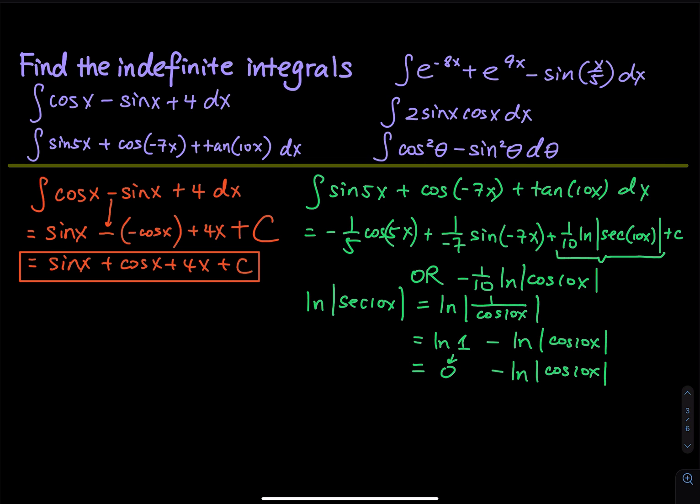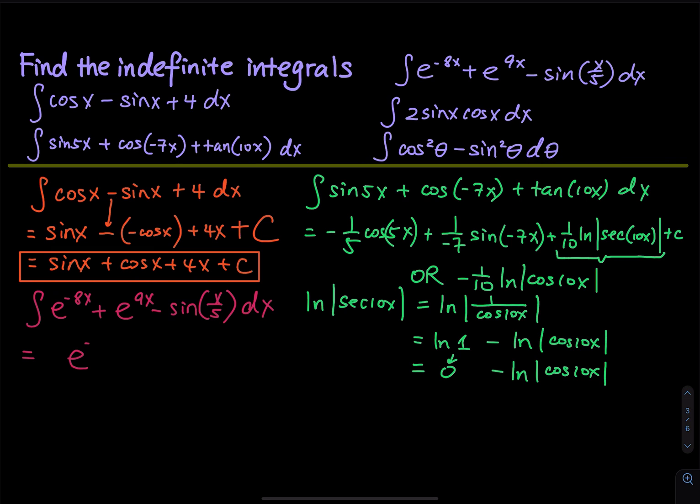Okay, this is the end of number 2. Let's move on to number 3. Number 3, we switch color, of course. So we have the integral of e to the negative ax plus e to the 9x minus sine of x divided by 5 dx. Alright, the integral of e to the anything is e to the anything, right?